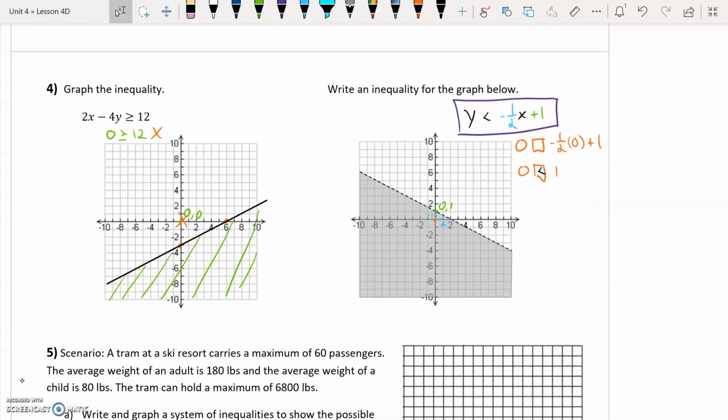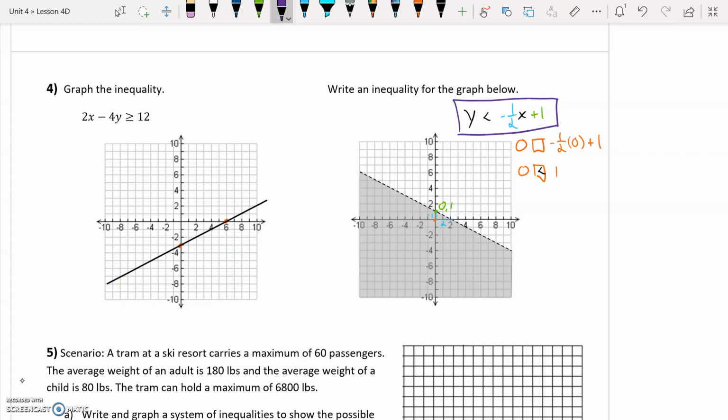Okay, moving on. On these ones, when you graph an inequality, you're going to graph it just like you would graph a standard form or slope-intercept equation to start out with. So sorry, I'm going to get rid of some of my work here so this isn't so cluttered up.